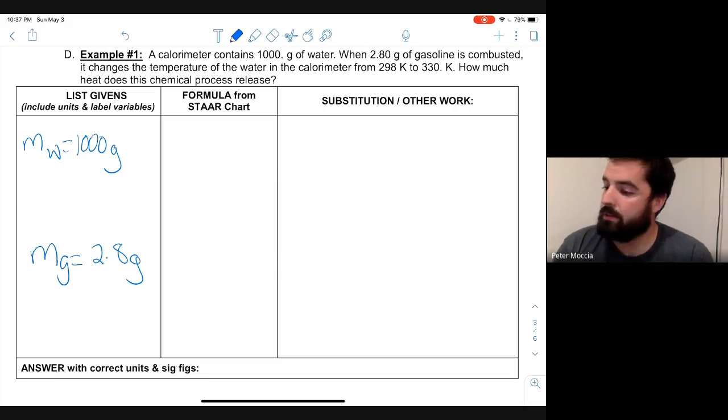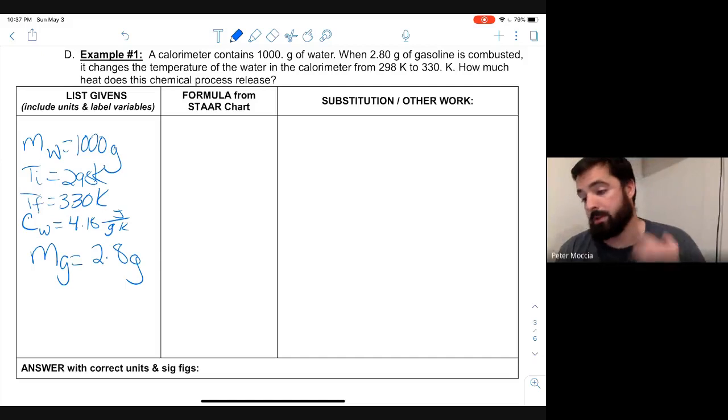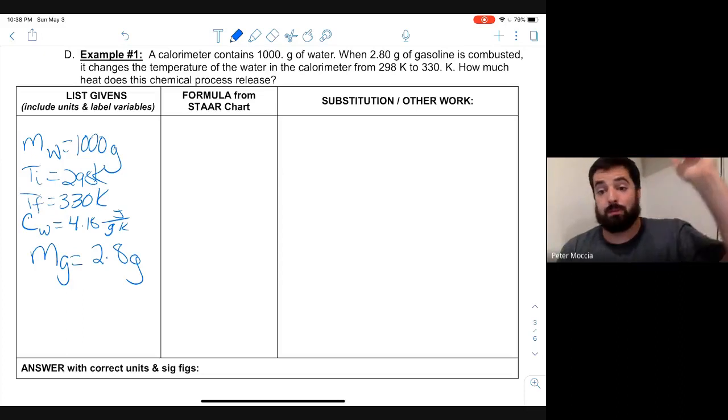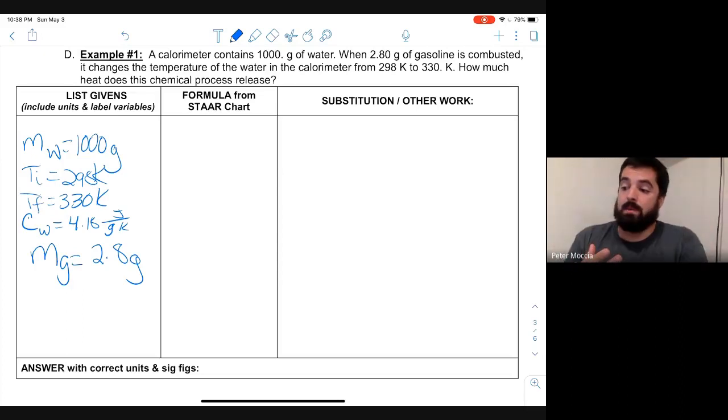We want to find, so we have the initial temperature of the water is 298 kelvins. The final temperature of the water is 330 kelvins. We know that the specific heat of water, this is something you want to memorize, is 4.18 joules per gram Kelvin or gram degree Celsius. Each individual Kelvin is the same as each individual degree Celsius. So if you say gram degree Celsius, it's the same as saying gram Kelvin. It just depends on what the temperature is in.